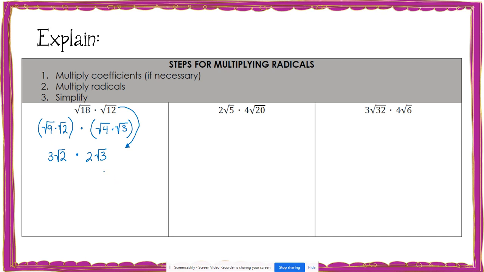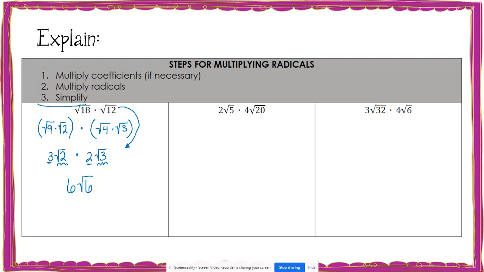Now to solve it, all I have to do is multiply my coefficients, which are the numbers multiplied by the radical. So I'm going to multiply 3 times 2. Well, 3 times 2 is going to give me 6. Then I'm going to multiply the numbers in the radical. So now I'm going to multiply the square root of 2 times the square root of 3.